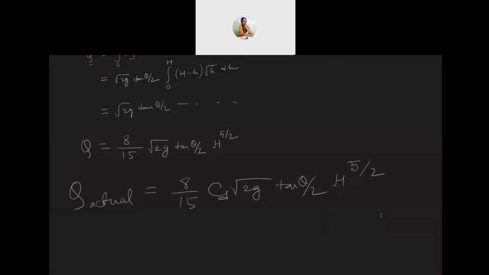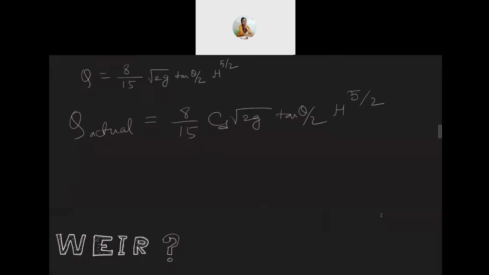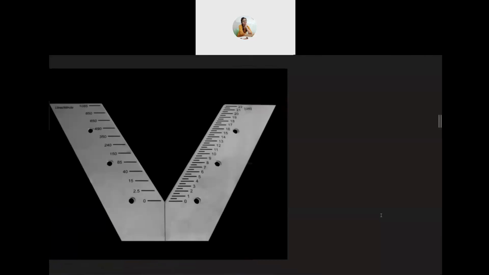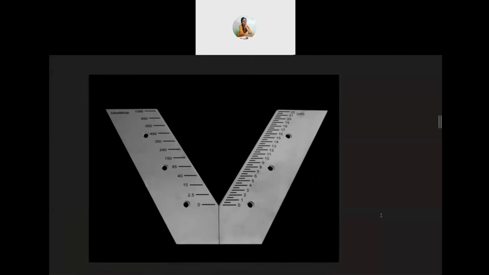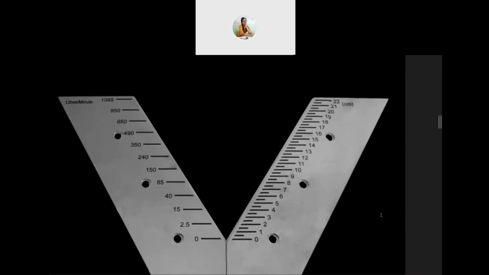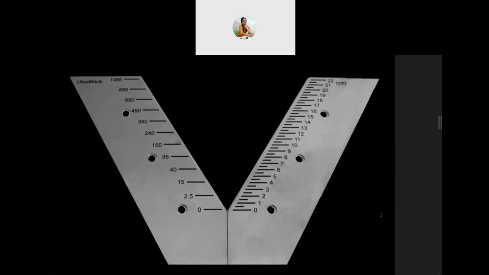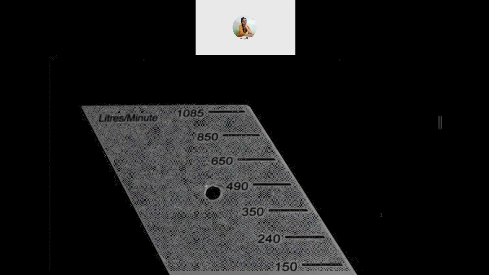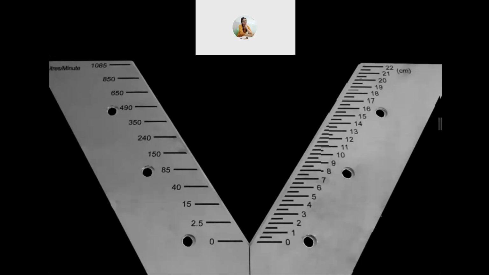Now let's look at a real notch. So a notch will look something like this. So this is a triangular notch that you can actually buy. So in this notch, you see there are two scales. These scales may not always be marked properly in a commercially available notch, but what we get here is, on one side we have height or head, and on the other side we have liters per minute, that is discharge.